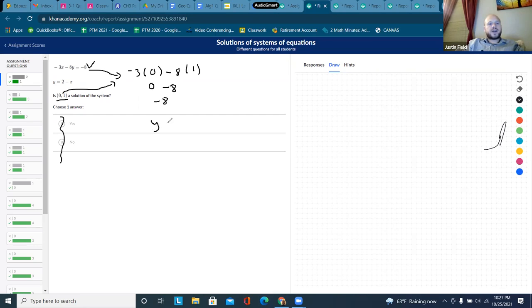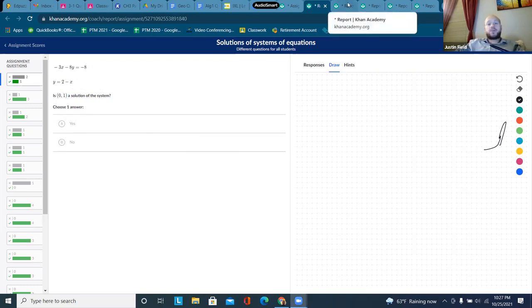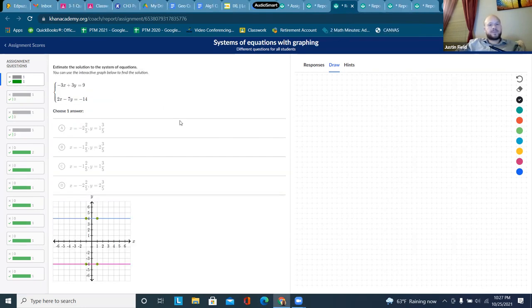Okay, now let's try the second one. 2 minus x. I'm going to substitute 0 in for x and 1 in for y. 1 equals 2. Not on my watch. That's false. So that means that no, it is not a solution to that system. But if it did work in both, then it would be a solution.